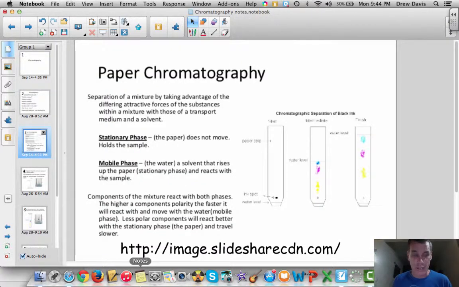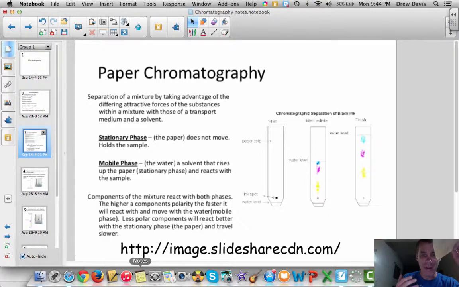Alright, here's a little diagram that shows the phases. There's two phases in paper chromatography, and I'm going to go back to my water sample here that I put in. There's a stationary phase, which is the paper. The paper is a solid, and so the atoms and the molecules that make up the paper don't move, hence they're stationary. The water is a solvent, and so when I touch the paper to the solvent, the water moves up the paper. That's known as the mobile phase because it's mobile, it's in motion.